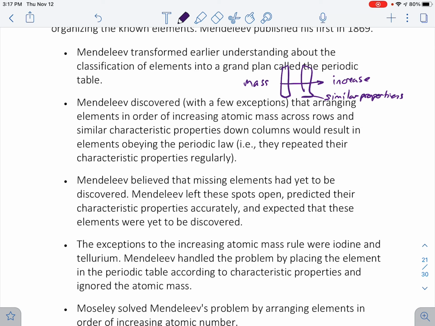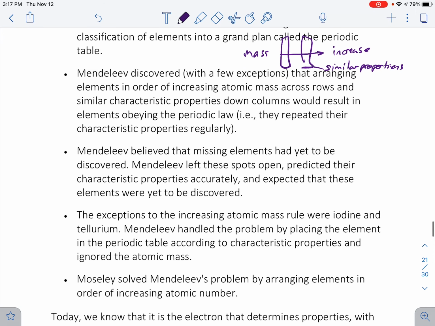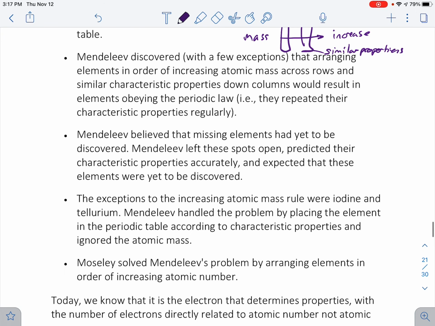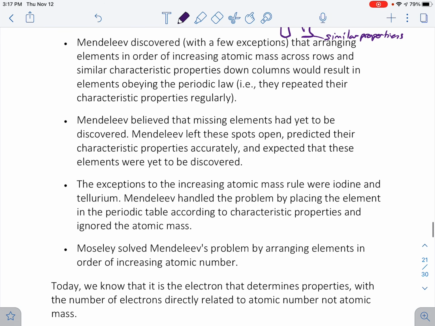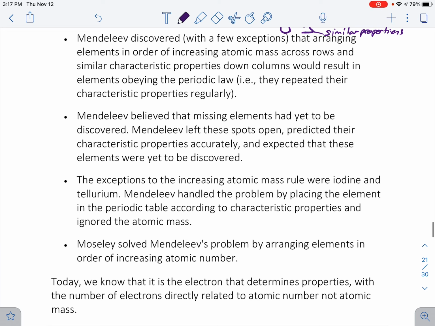So things like silicon and germanium and a couple of other interesting elements, gallium, indium maybe, were discovered much, much later, but they were predicted by Mendeleev's experiments. The exceptions to the increasing atomic mass rule were iodine and tellurium. Mendeleev handled that problem by placing the elements in the periodic table according to characteristics and ignoring their atomic mass.